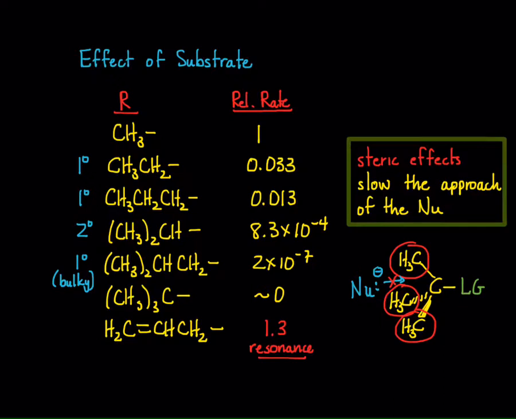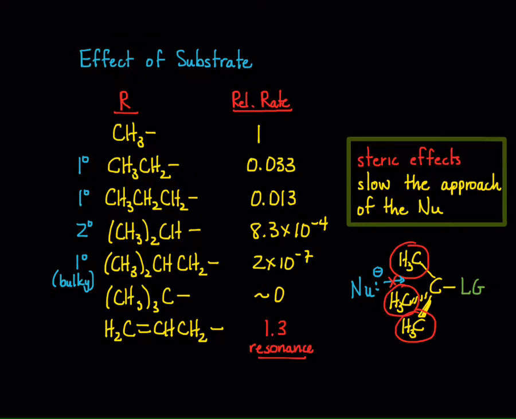Methyl halides undergo SN2 mechanisms very readily. Primary alkyl halides, not so readily, right? But they still happen. So methyls are very fast. Primary alkyl halides, they happen. They're much slower than a methyl halide, but they can certainly happen. As you add bulk to a primary alkyl halide, you decrease the rate, but you can still get an SN2 substitution.